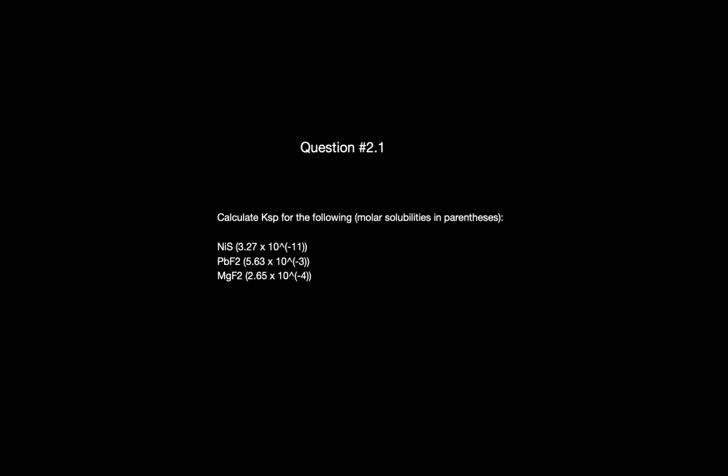Okay, so question number 2.1. Calculate KSP for the following. And we give all the molar solubilities in parentheses here. Okay, so to get started in this, we'll write out our solubility reaction. So we had nickel sulfide, right, and that's a solid, and that is going to dissolve into its ions. So we're going to have nickel 2 plus, this is going to be aqueous, and sulfur 2 minus, which will also be aqueous.